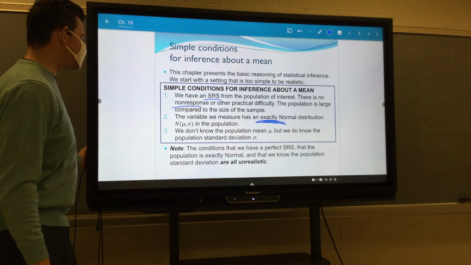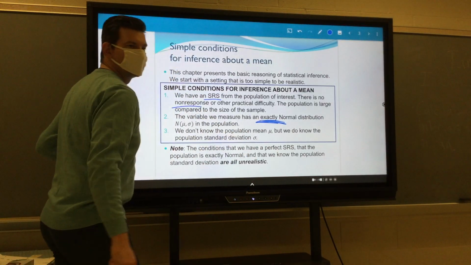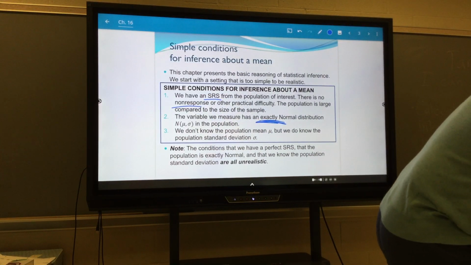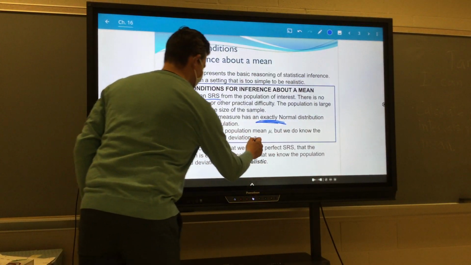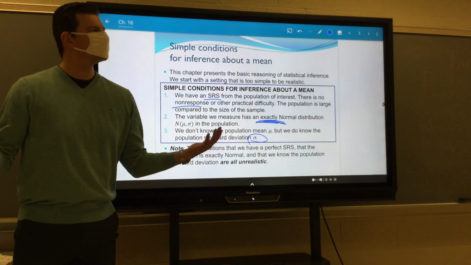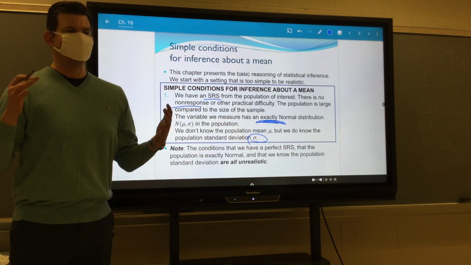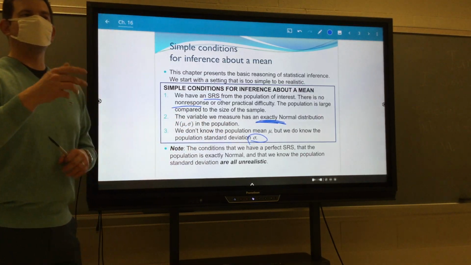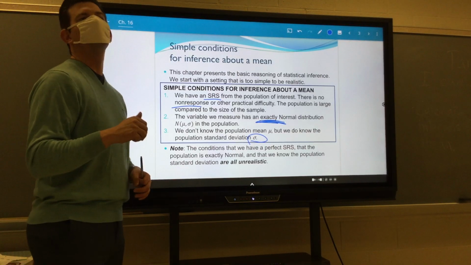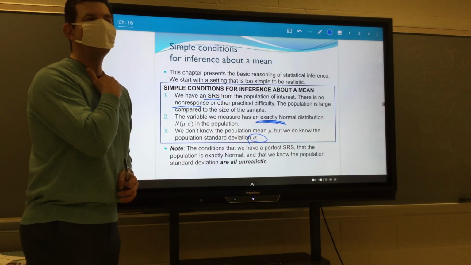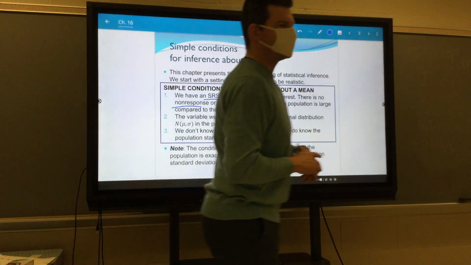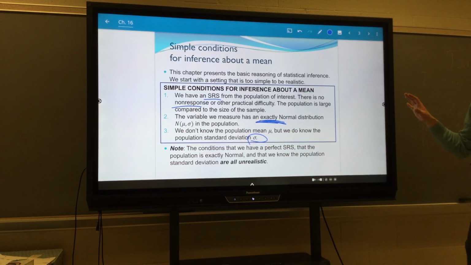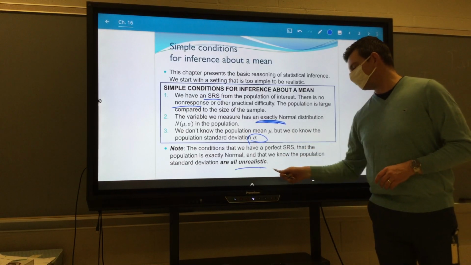Okay? We don't know the population mean, okay, because that's the purpose here. We don't know the population mean. However, we do know the population standard deviation. Like, where does that happen? I don't know what the average is, so I'm going to set up this confidence interval to find what that true population mean is, but I do just so happen to have the population standard deviation. No. Okay, these conditions, they're unrealistic, every single one of them.